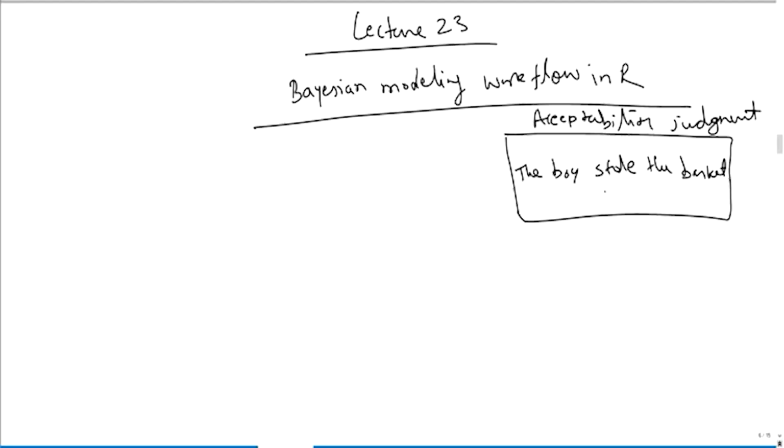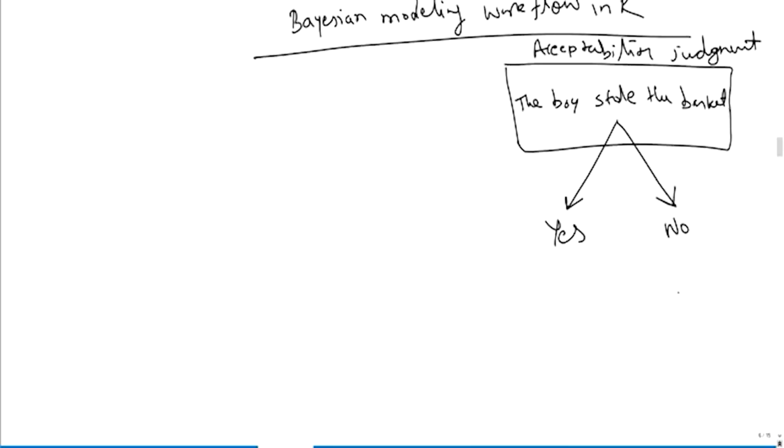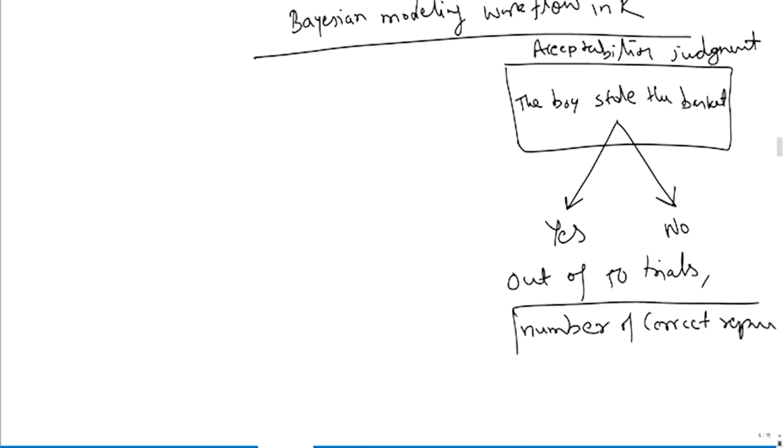You can give instructions in any way you want depending on what you want to investigate, but the goal is to judge whether this is an acceptable sentence in the English language or not. They will respond with yes or no using some keyboard keys. Let us say we are interested in recording, out of a total of 50 sentences, in how many cases their response is correct. So we are interested in recording the number of correct responses out of a total of 50 trials.